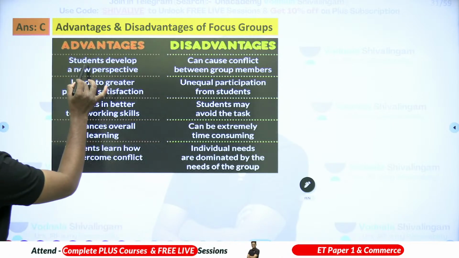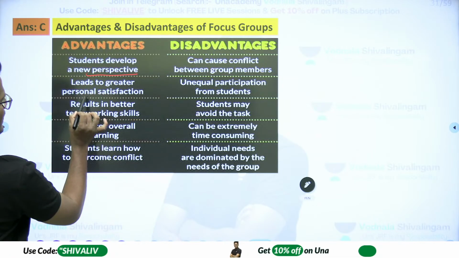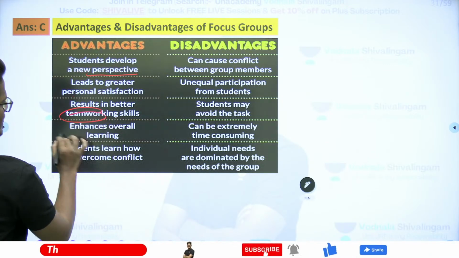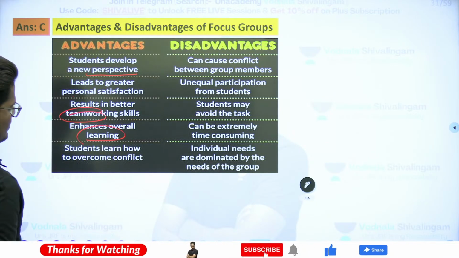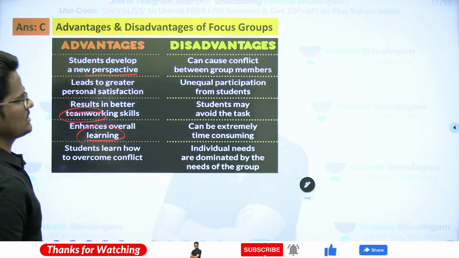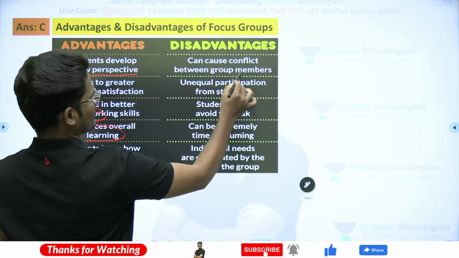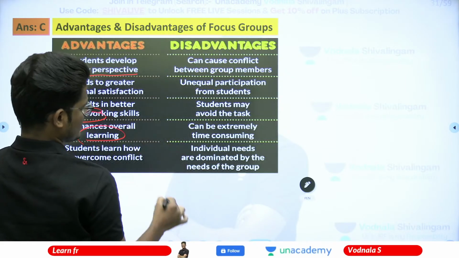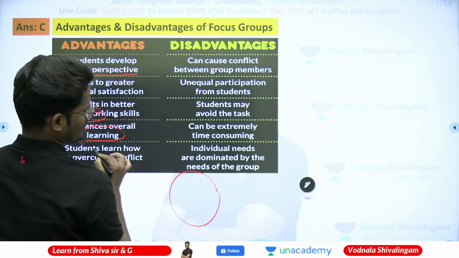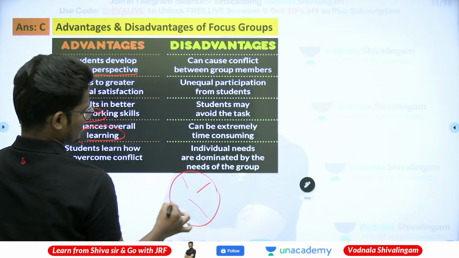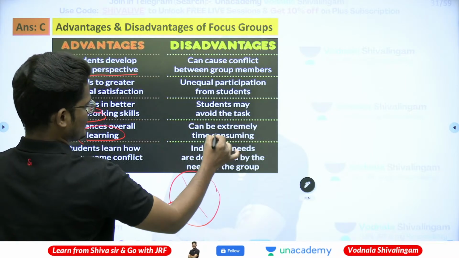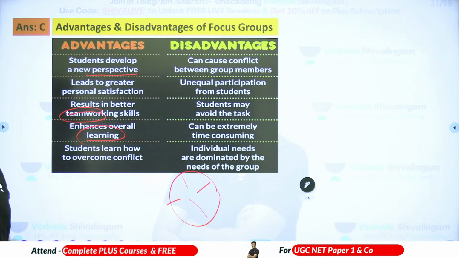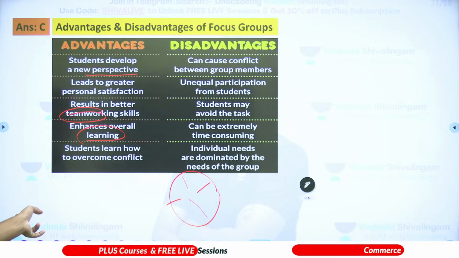Advantages of focus group are: students develop a new perspective, which leads to greater personal satisfaction, better teamwork, overall learning, and learning how to overcome conflicts. But here conflicts between the two members will be much in the focus group, because focus means they are working on one project, the entire team is involved. Students may avoid the task and it can be an extremely time consuming process. Individual needs are dominated by the needs of the group also.